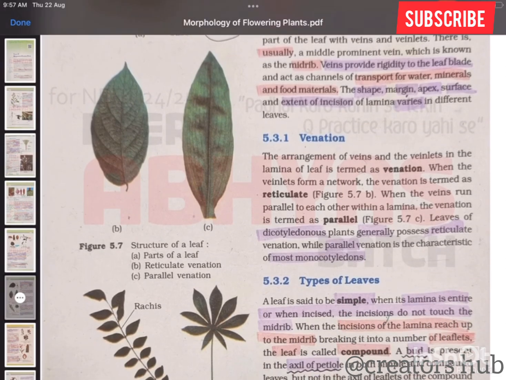Veination. The arrangement of veins and veinlets on the lamina of the leaf is termed veination. When the veinlets form a network, the veination is termed reticulate. When the veins run parallel to each other within a lamina, the veination is termed parallel. Leaves of dicotyledonous plants generally possess reticulate veination, while parallel veination is the characteristic of most monocotyledons.